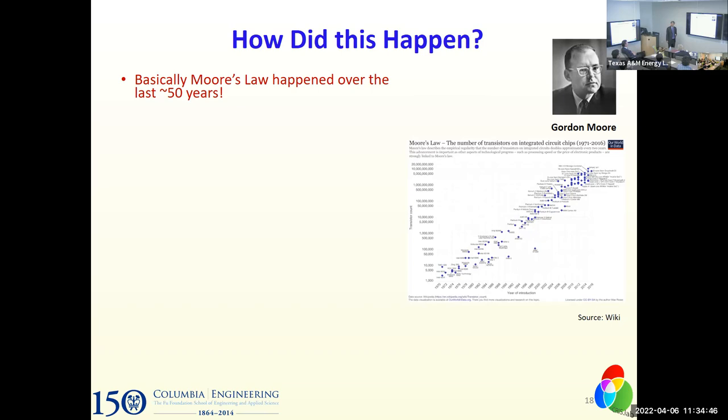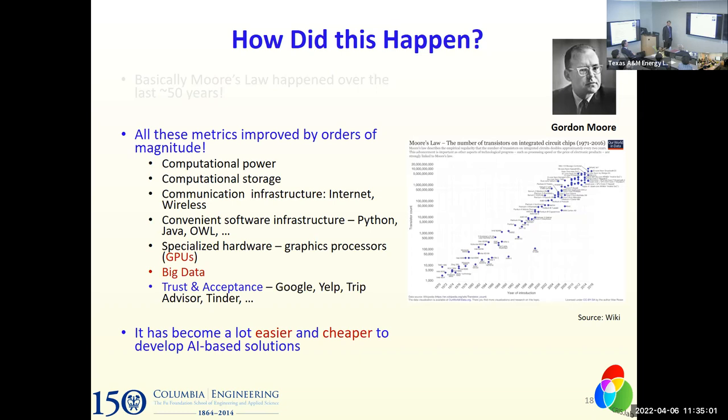So it's because of Moore's law that in this log plot, you have the straight line, where you go from these IBM 80 kind of machines we all started out with, to the Apple Watch, a Cray on the wrist. And it all happens because of Moore's law. Because of Moore's law, we have all this fantastic computational power, cheap computational storage, the internet arrived, all these easy-to-use software environments arrived, and specialized graphics processors like the NVIDIA GPUs. And so we have Google, Yelp, all those things. Every single thing can be traced back to Moore's law. Basically, it has become easier and cheaper to do AI-based solutions.